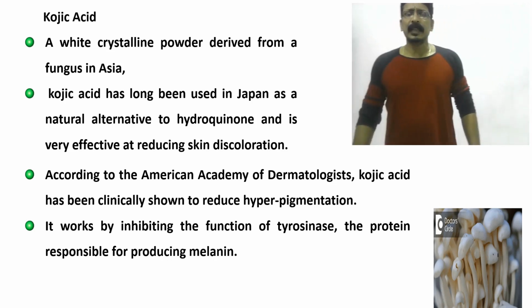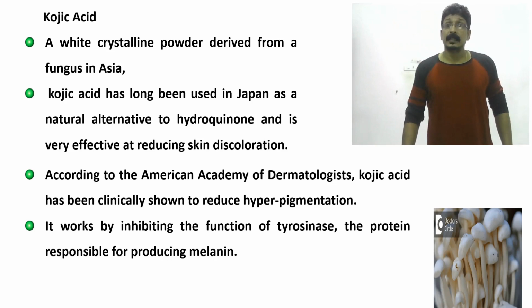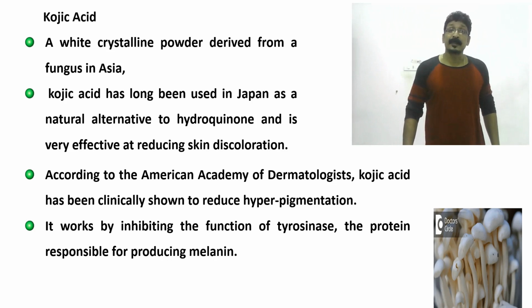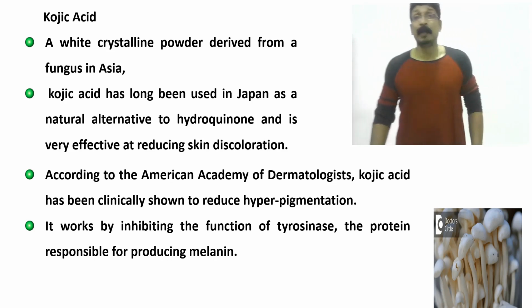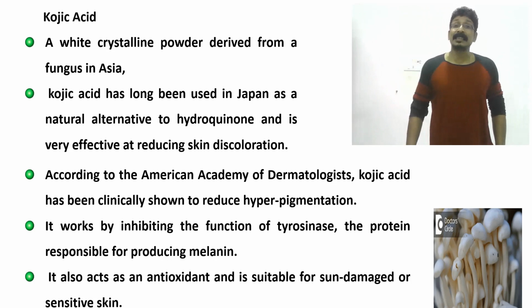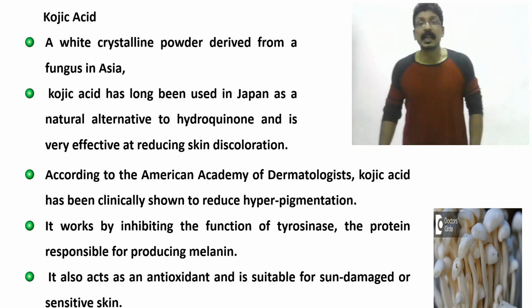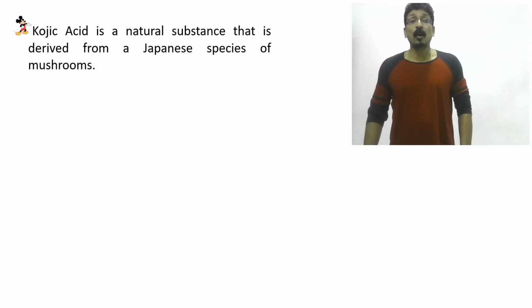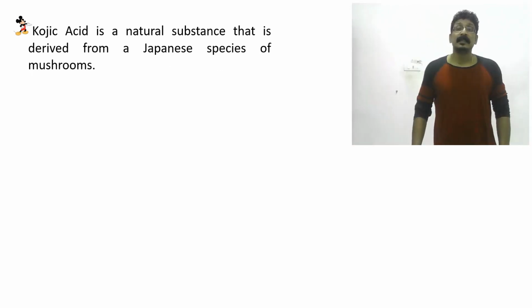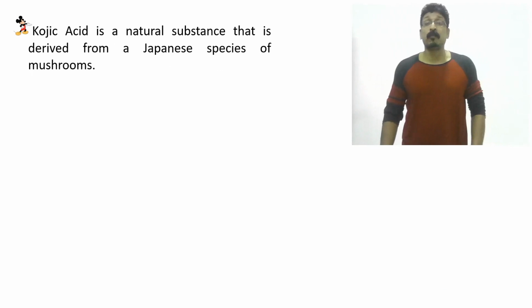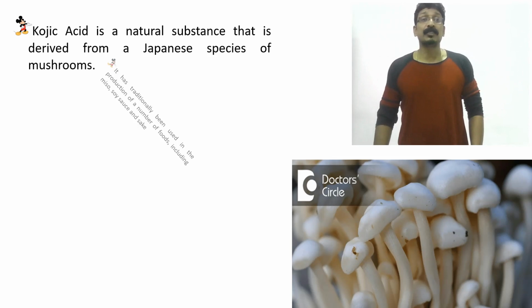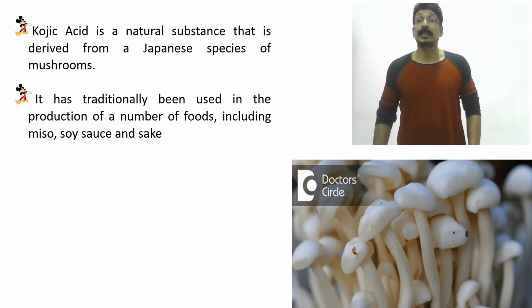Understand the function of tyrosinase. It works by inhibiting tyrosinase, the protein responsible for producing melanin. It also acts as an antioxidant, and it is suitable for sun-damaged or sensitive skin. Kojic acid is a natural substance that is derived from a Japanese species of mushroom. Like this, you can see the mushroom. It can be obtained from the Japanese species of mushroom, and also from a fungus.